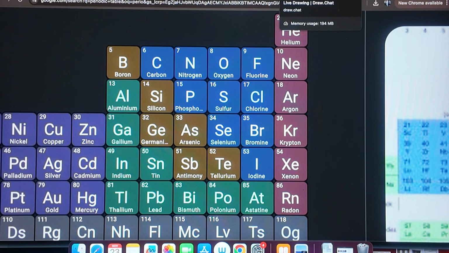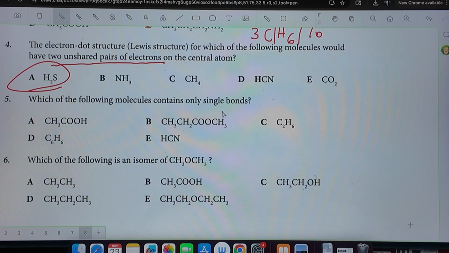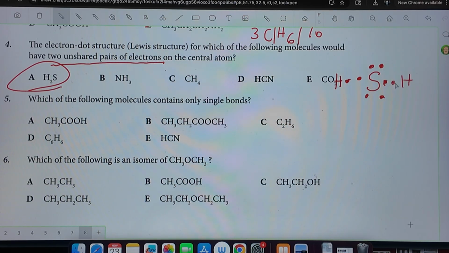So when we go back here, this is an older chapter. Sulfur would have 1, 2, 3, 4, 5, 6, and the 2 H's would give it its octet by sharing here and then sharing here. So now it's left with 2 lone pairs.